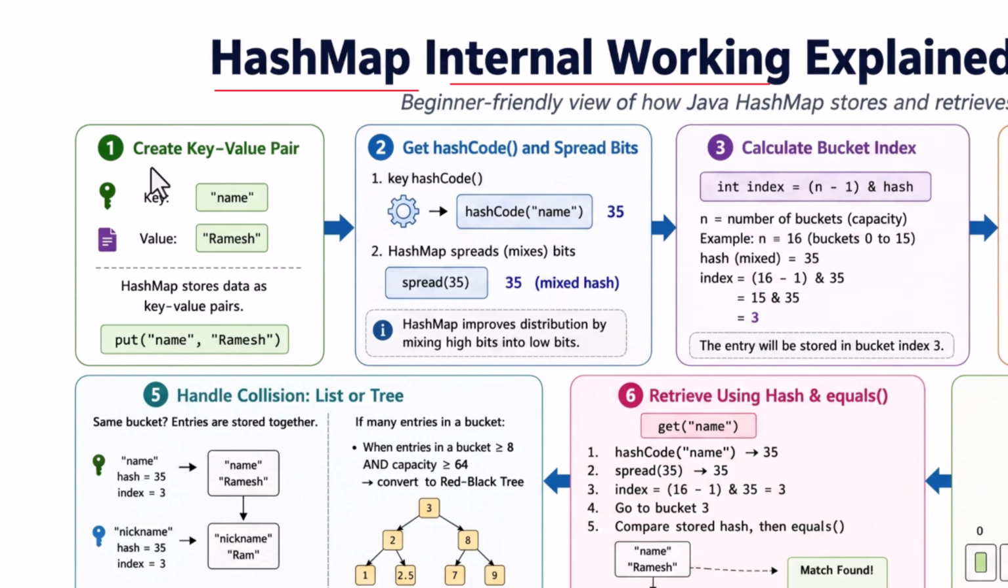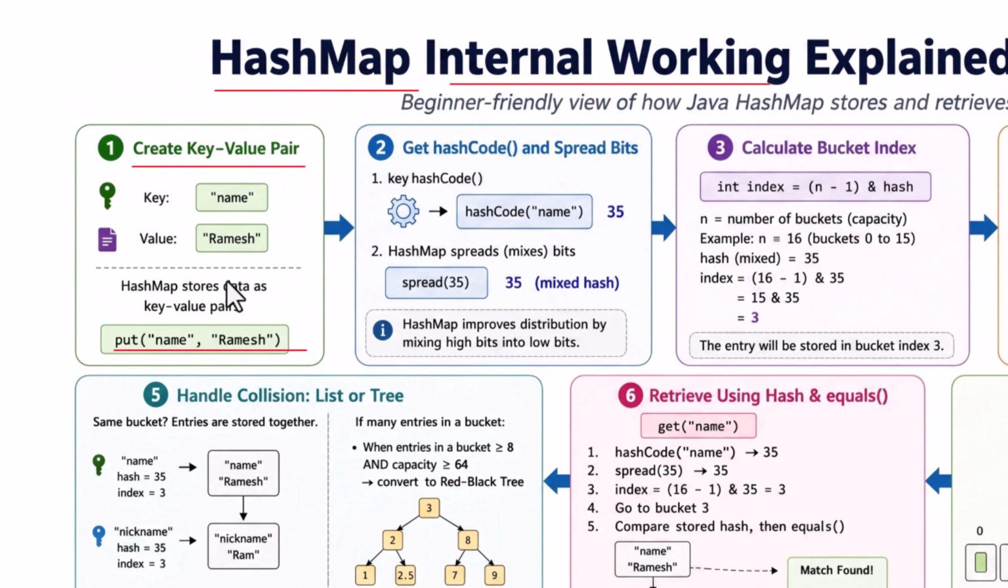A HashMap stores data as key value pairs. The key identifies an entry and the value represents the data associated with that key. For example, suppose we store the key name with the value Ramesh. We can write this operation as put(name, Ramesh).